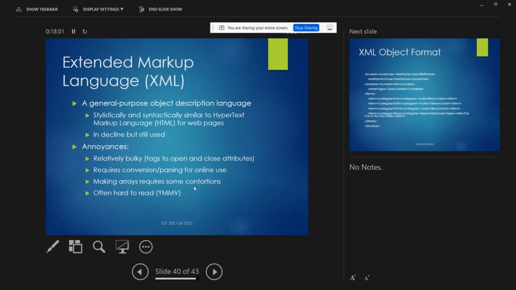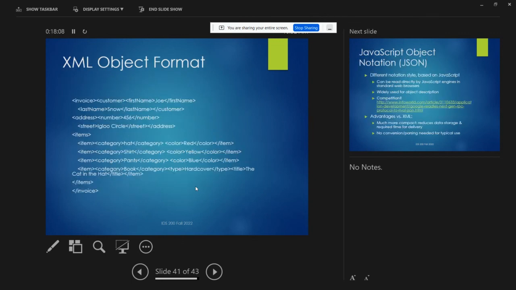Your mileage may vary, but most people look at this and say, yeah, this is a little harder to read than the alternative. So the XML object format basically has these pointy tags. And when I say it's bulky, let's take a look at this first thing, first name. The overall thing is an invoice, so there's an opening tag at the top. Down at the bottom, there's invoice preceded by a slash. That's a closing tag. Within customer, at the very top, customer has the attributes first name and last name.